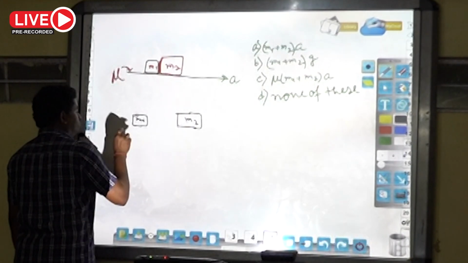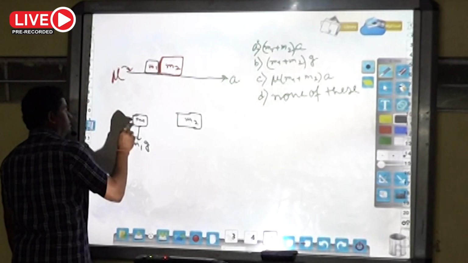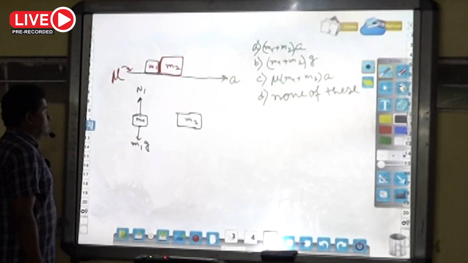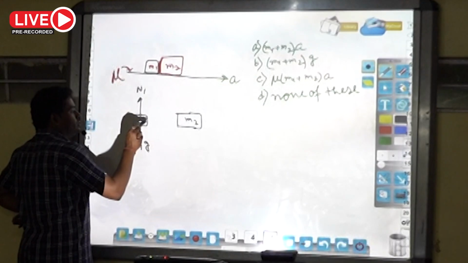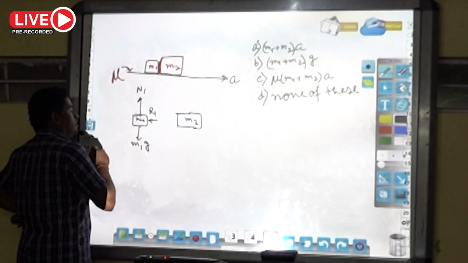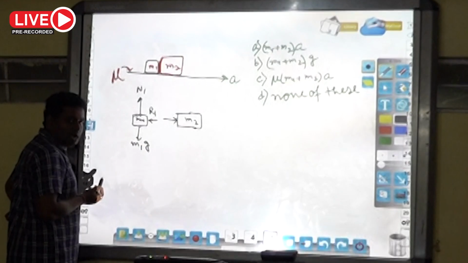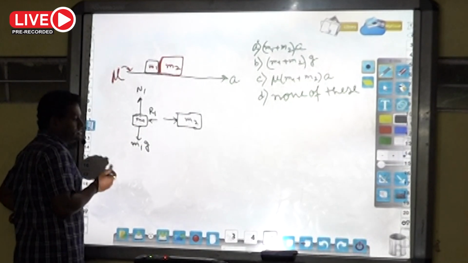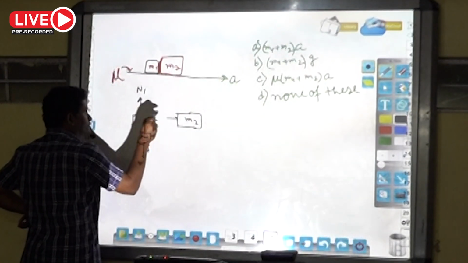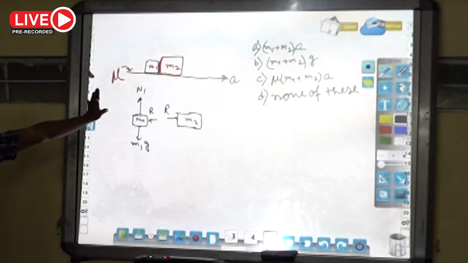So what are the forces? I will draw all the forces. First one is M1G. From the ground there is a normal reaction N1. In the contact surface, we consider that this object exerts a force on the other, that is R1. The other will exert the same force, and both forces will be the same. R1 and R2 will be the same because they are the action and reaction between them. So that R is asked to calculate, not the N.